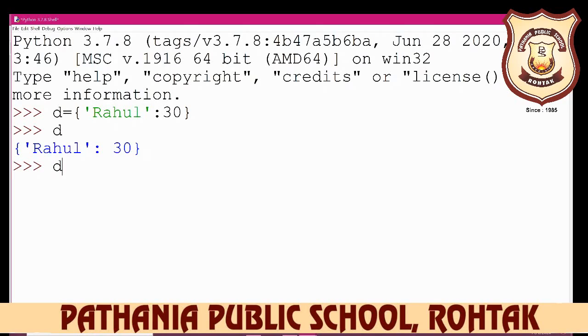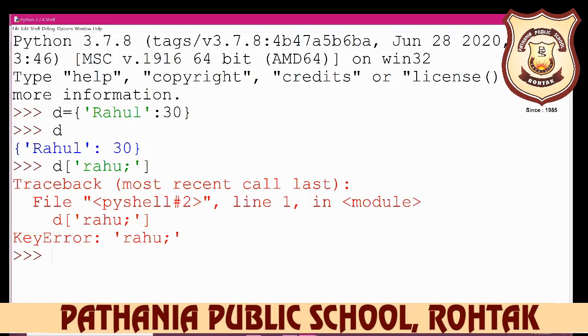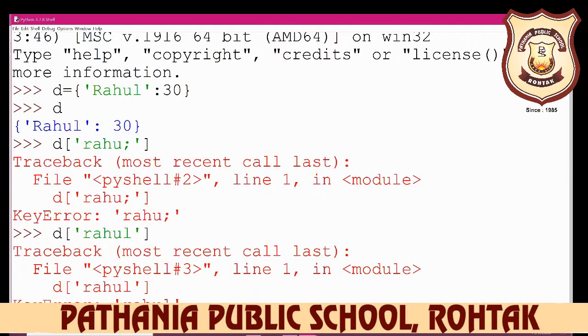But if you want to display by indexing, here Rahul works as the index, so you write D and then a square bracket and just write Rahul here. The value of Rahul will be displayed. Sorry, an extra semicolon was added here, so you again write Rahul and then you close it.